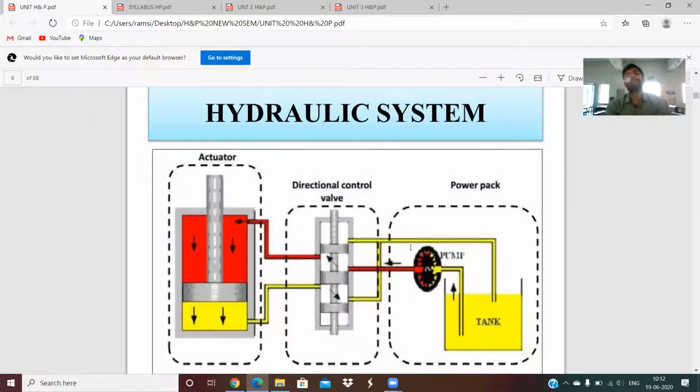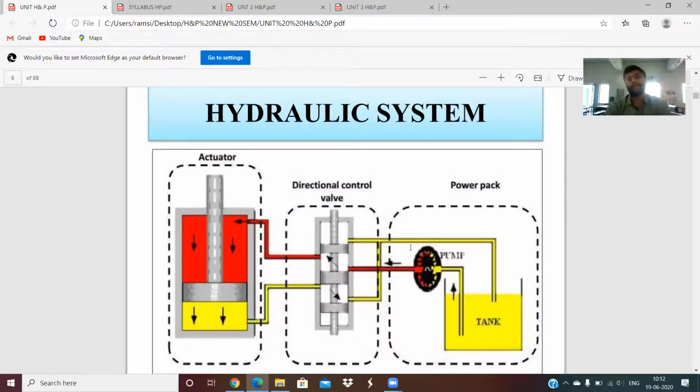The main components of a hydraulic system are actuators, direction control valves, and the power pack. Actuators are chapter number 2; in chapter 2, we are going to study the actuators in depth. Then, what is a direction control valve and how does it control the direction? There are many types of direction control valves, such as the 3x2 valve, 1x1 valve, and return valve. All these types, along with the valve diagrams, I will show you as our lectures continue.